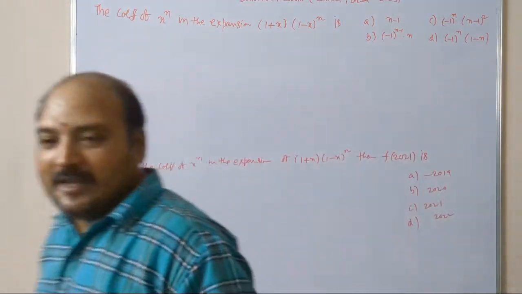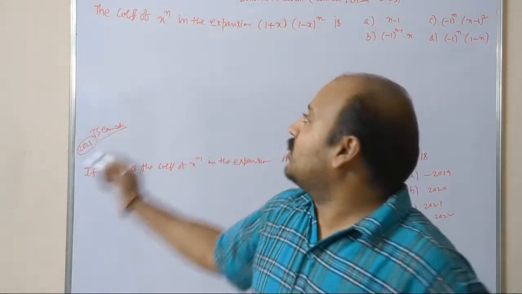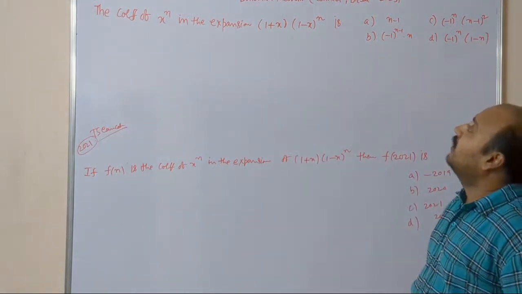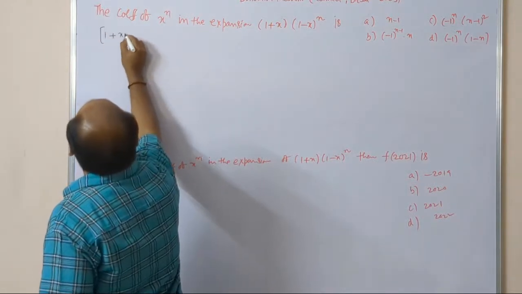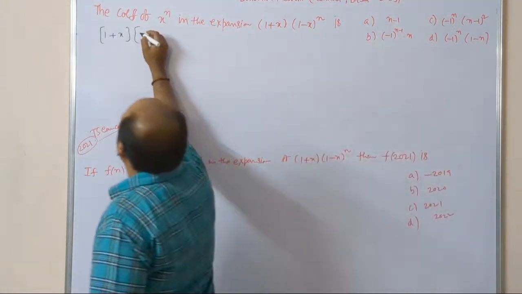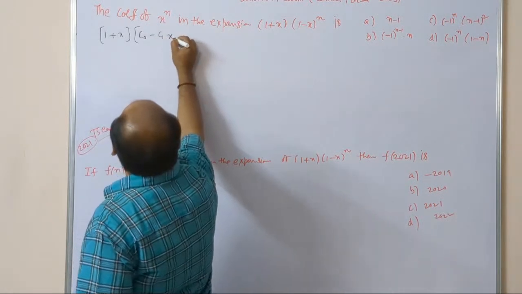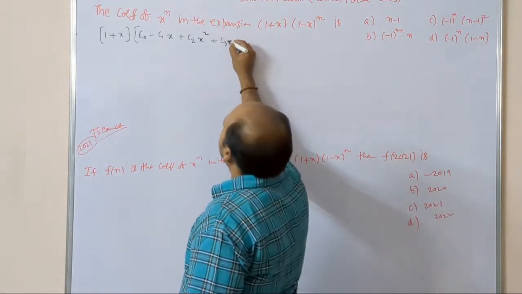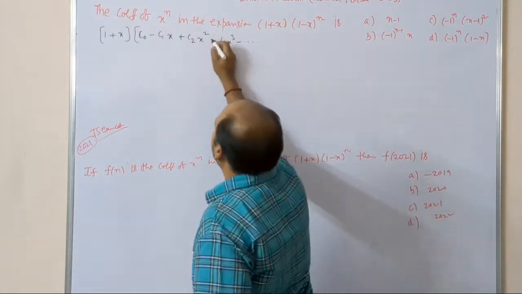So these are same category questions. This question is the coefficient of x power n in the expansion of (1 plus x) into (1 minus x) whole power n. I will just write it. In the expansion, alternately plus or minus, dear students: nC0 minus nC1 x plus nC2 x squared plus nC3 x cube minus, and so on, like this. Here minus, here plus.